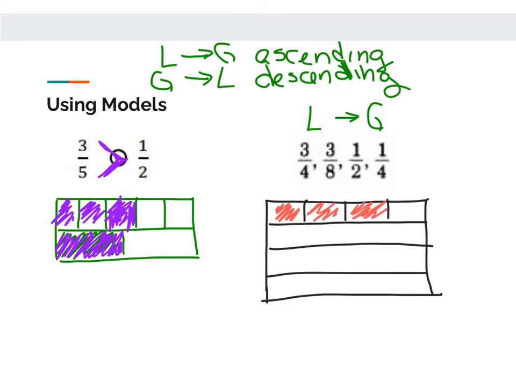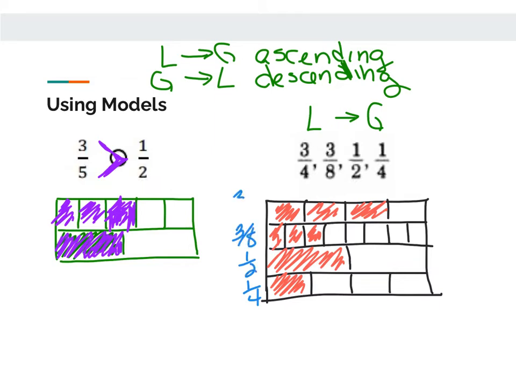Then I'm going to do the eighths because it has eighths. And if you notice, they're not exactly the same, but it gives you an idea of where you're going to be. So 3/8. There you go. Then you're going to draw half. So here's half. And then you're going to do 1/4. So in this case, we're going to put them in order. So if you notice, this is 1/4, this is 1/2, this is 3/8, and this is 3/4.